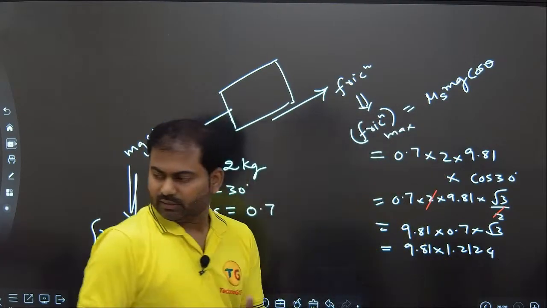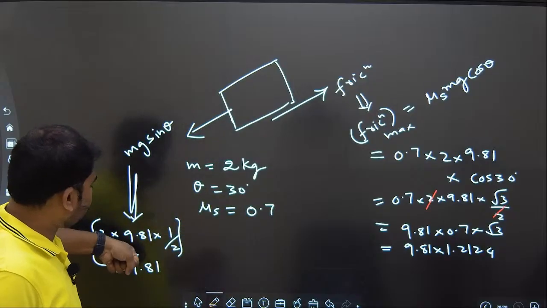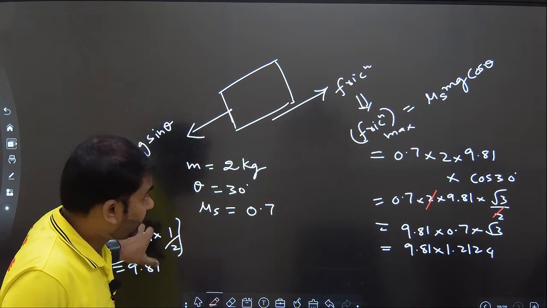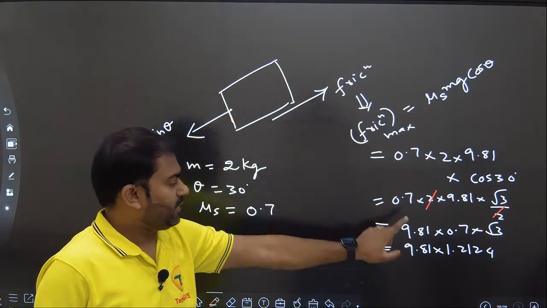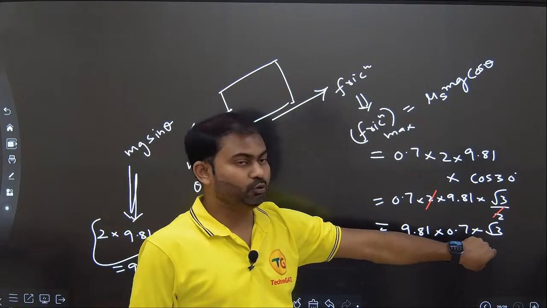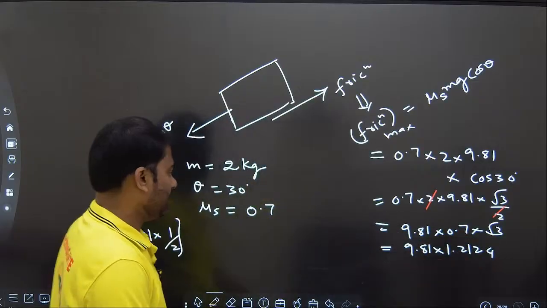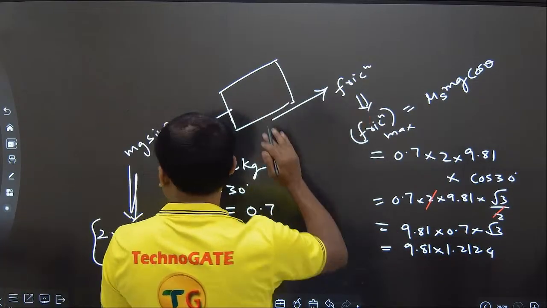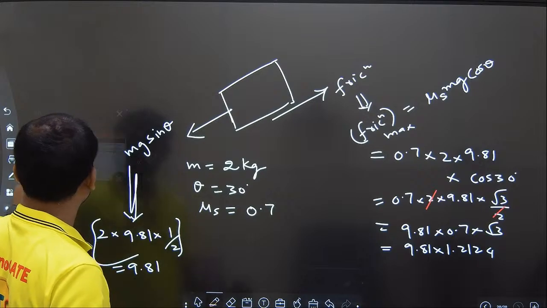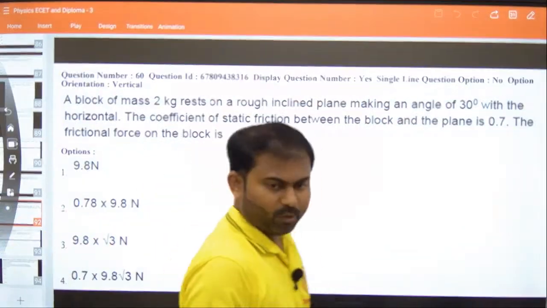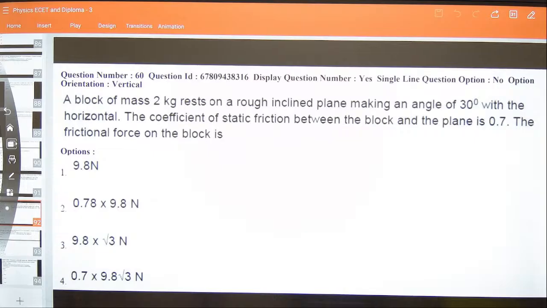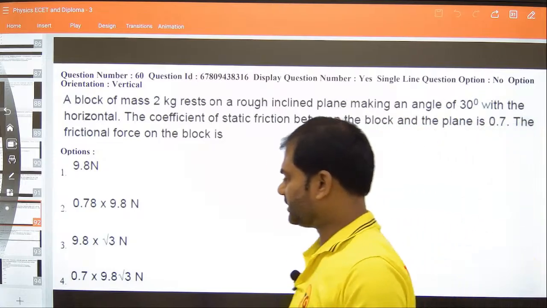Now see here, the applied force is only 9.81. The friction force can go up to 9.81 into 1.2124, which is higher. So the applied force is lesser than that, so the friction should be 9.81 only. You can see it is given: a block of mass 2 kg rests on a rough inclined plane making an angle of 30 degrees with the horizontal. The coefficient of static friction is 0.7. The friction force on the block is, yes, the applied force is not reaching that.